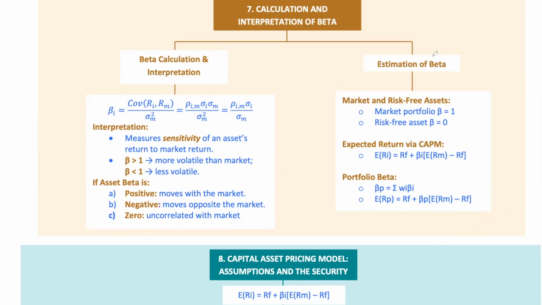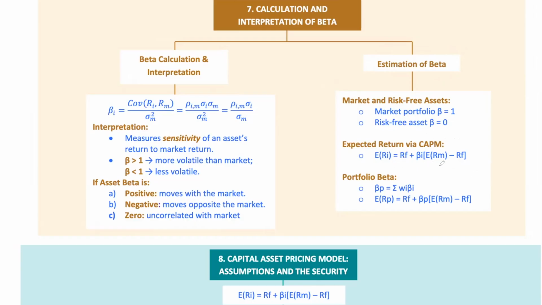Now, just a small warning for your exam. Beta estimation is a bit of an art form. We calculate it from historical data using regression. You plot the stock's returns versus the market's returns and fit a line through those dots. The slope of that line is beta.